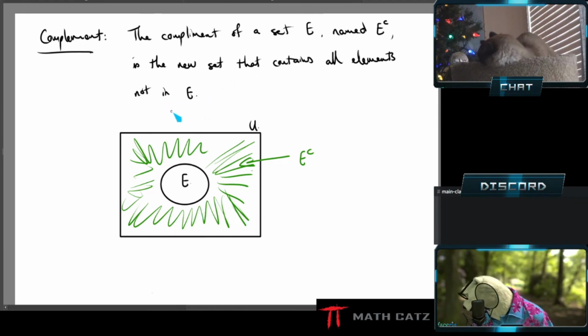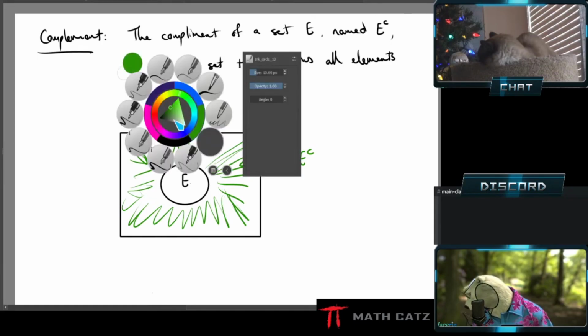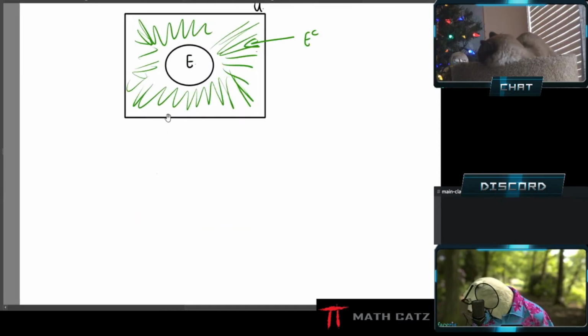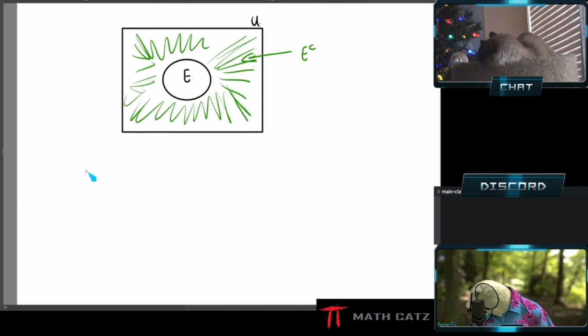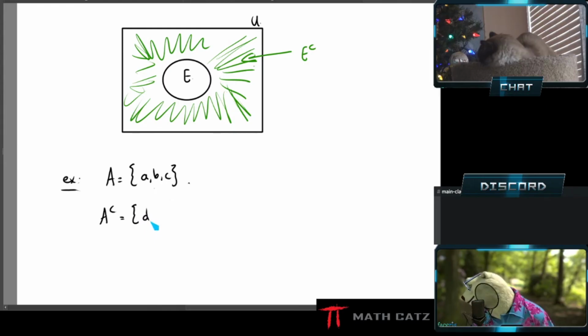So for example, if I look at my examples from the very start, remember, set A was little a, little b, little c, then A complement is literally everything else in the context of what the elements are, in this case lowercase letters of the alphabet. So everything else would be d, e, f, and so on, all the way to the end. Literally everything else.